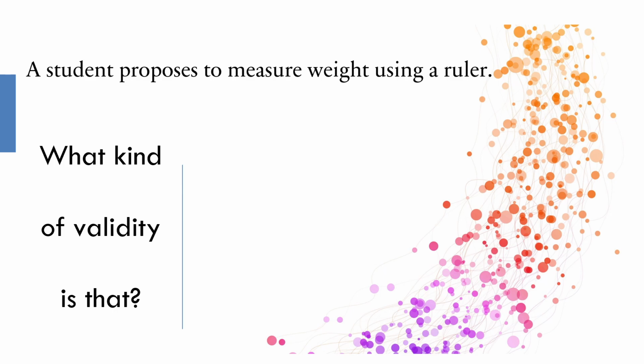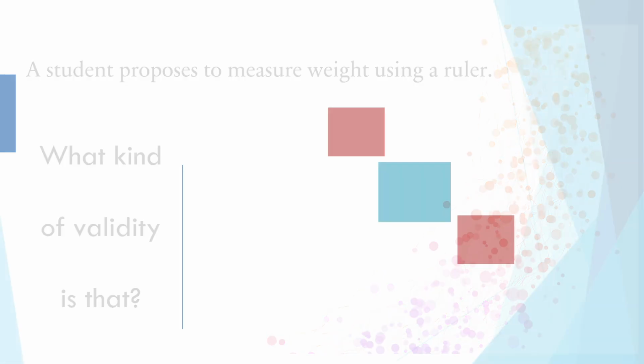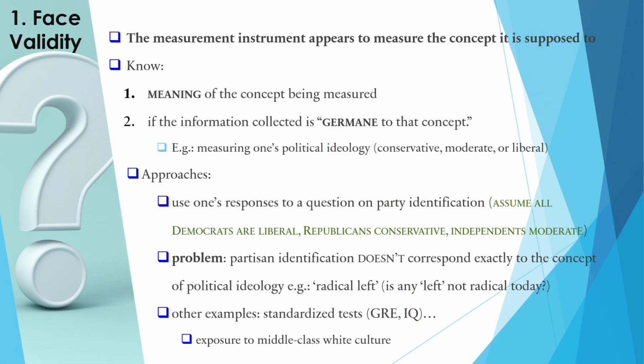So in terms of validity, there are a number of types of validity. The first one is face validity. When we talk about face validity, we are talking about the meaning of the concept that is being measured. When we say democracy, what do we mean? When we talk about conservatism or liberalism, what do we mean? These concepts have been defined by other people, and this is why, for example, I recommend that you use other people's definitions so you don't have to come up with your own.